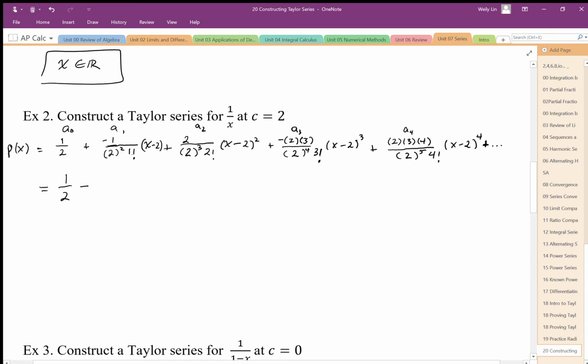It looks like here, well, that's going to just be 1 over 2 squared, and then x minus 2. Okay, and it's going to be plus. The 2's are going to cancel out here, so I'm going to end up with 1 over 2 cubed.